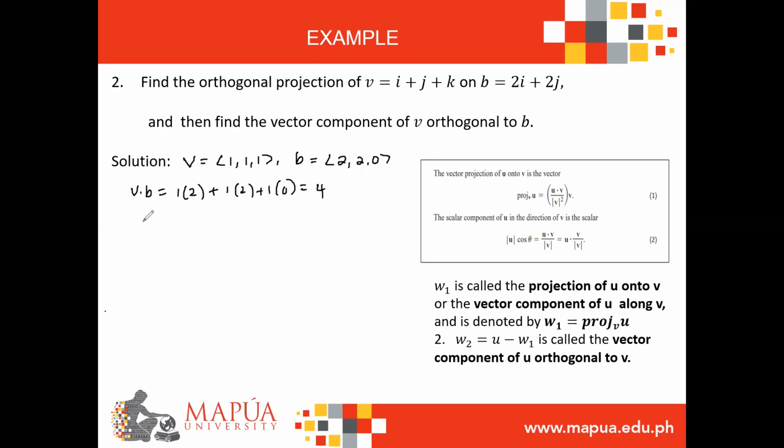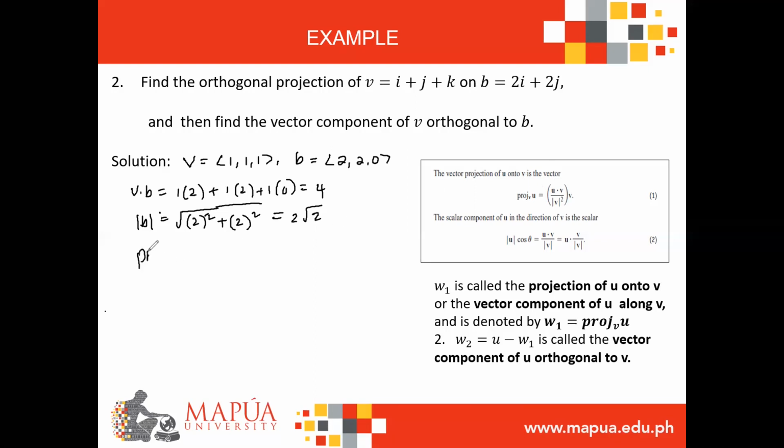And let us also get the magnitude of b. The magnitude of b is equal to the square root of the quantity 2 squared plus the quantity 2 squared. So we have 4 plus 4 is 8, or 2 square root of 2. With that, we can now find the orthogonal projection of v on b using this formula.